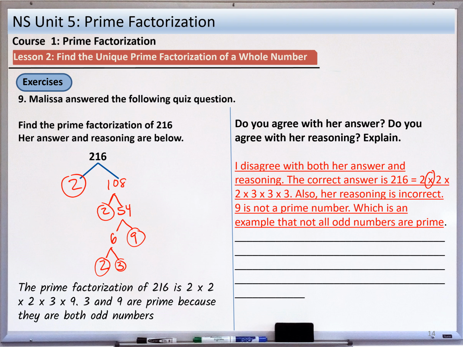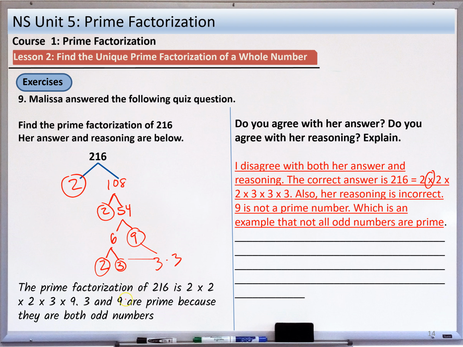Also, her reasoning is incorrect. 9 is not a prime number, which is an example that not all odd numbers are prime. So, the key thing she got wrong in this question was that 9 is not prime. So, if she would have continued this, she would have gotten 3 times 3.